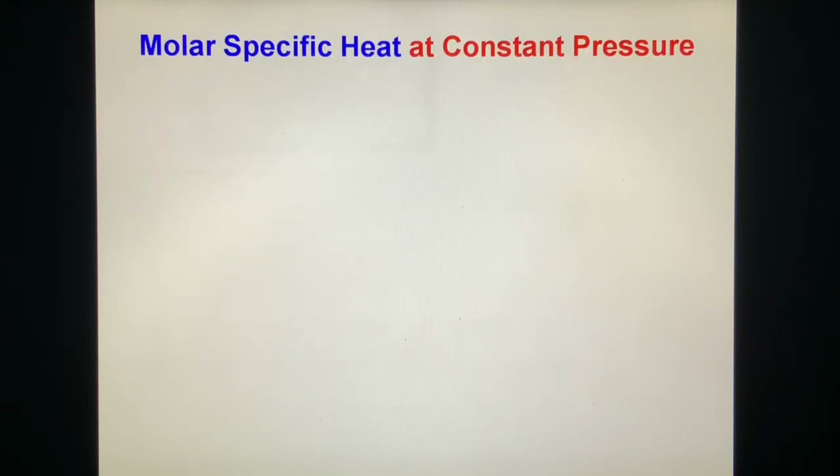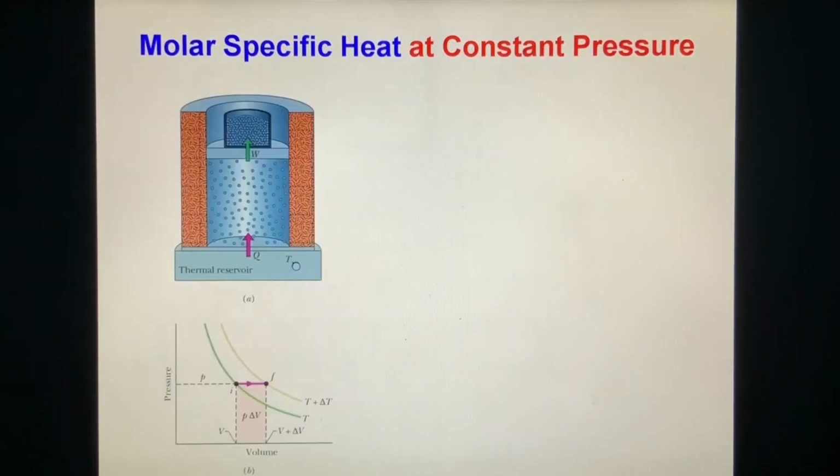Molar specific heat at constant pressure. This is constant pressure, okay? Now we see this one. We put the shut constant, so whatever it extends, the pressure is the same, the constant pressure. And here you can have a heat exchange with a heat reservoir. There's an initial state at constant pressure, going to the final state. Here you have V plus delta V, T plus delta T, and so on.